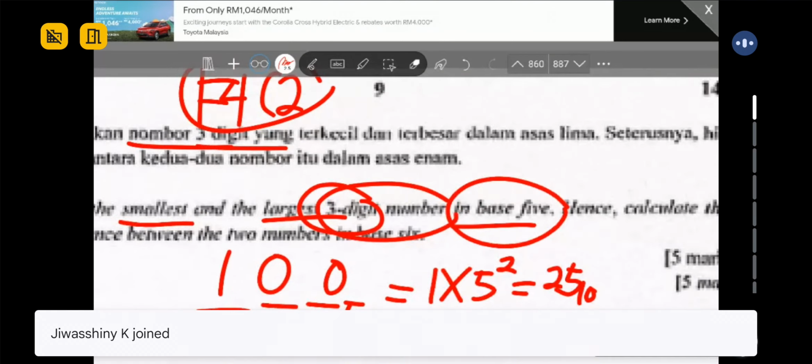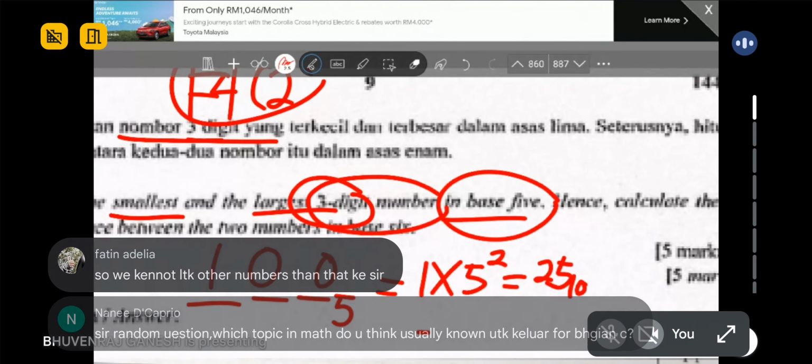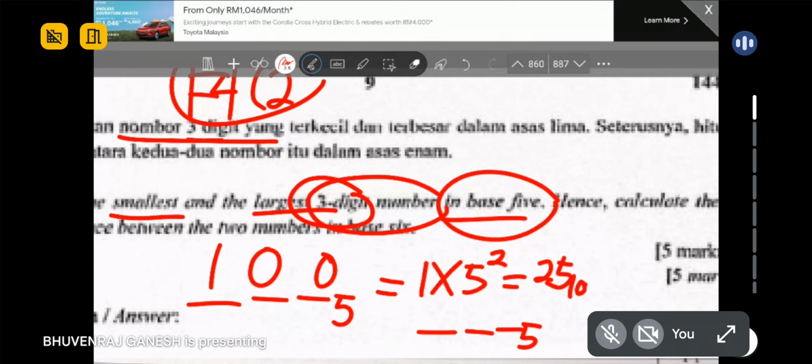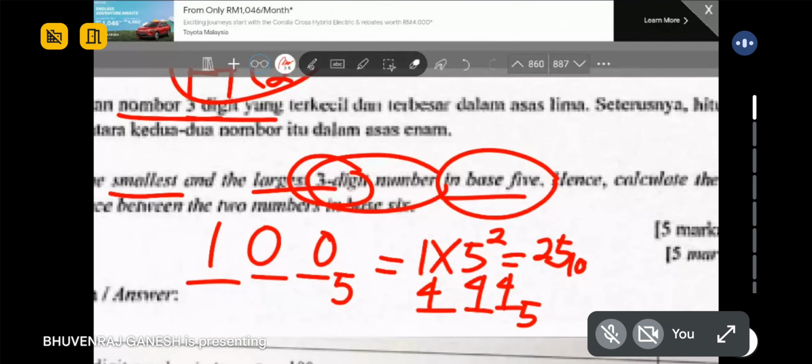The smallest. Okay, what is the largest? Can you guys think and see? Largest 3 digit number in base 5. Wait Sat. So we cannot letak other numbers than that. Yes, correct. Only one answer guys. This type of question, satu jawapan saja. Yes, the answer is 444 guys. 444. Nombor terbesar asas 5. Okay, this is the largest number, base 5.